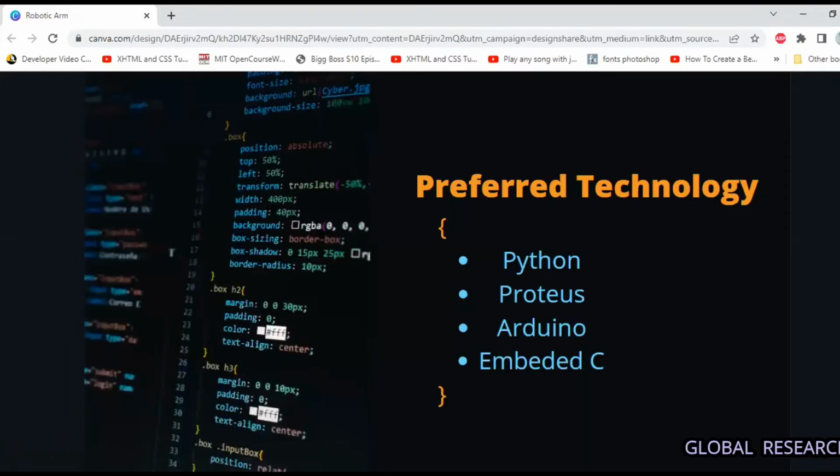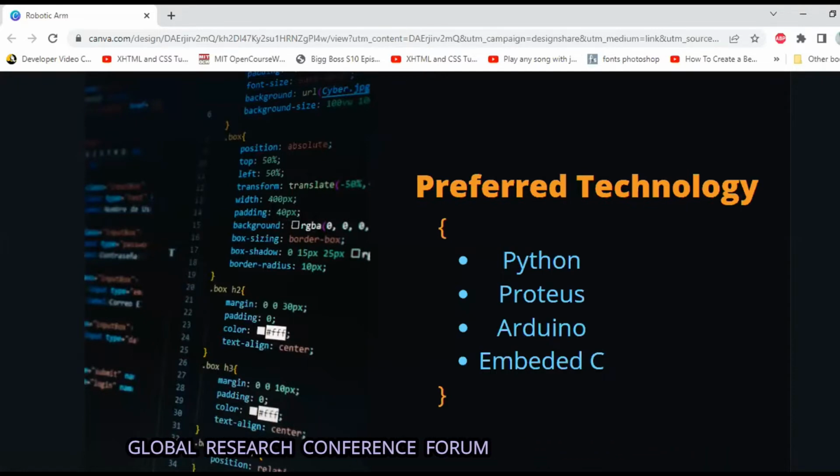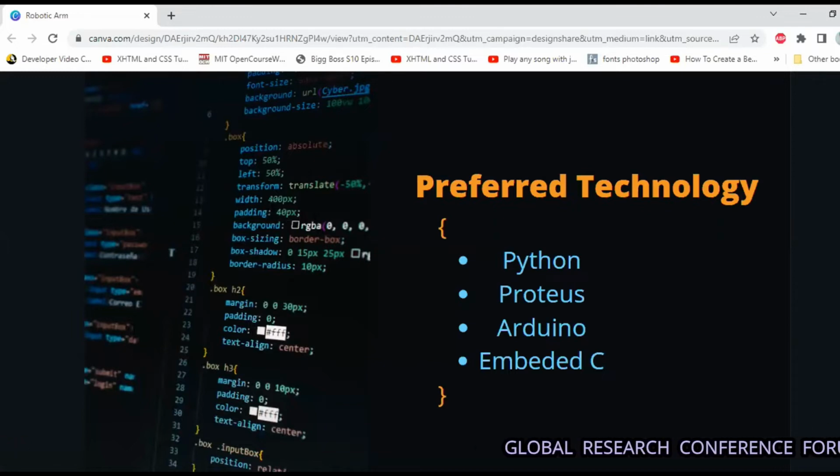Preferred technology. Basically, in this project, we have used certain technologies: Python, Proteus, Arduino, and embedded C.